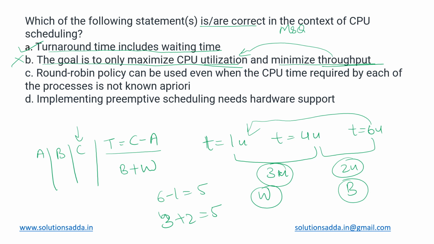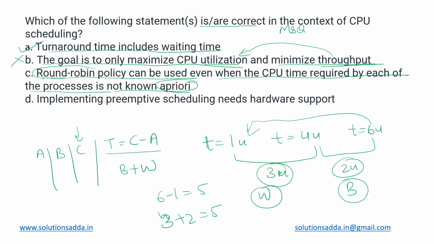C is saying that round robin policy can be used even when the CPU time required by each of the processes is not known a priori. A priori means beforehand. If we do not know the burst time of the processes beforehand, can we use the round robin algorithm? Yes, we definitely can use, and it is actually more suitable in these situations itself, because what do we do in round robin policy?